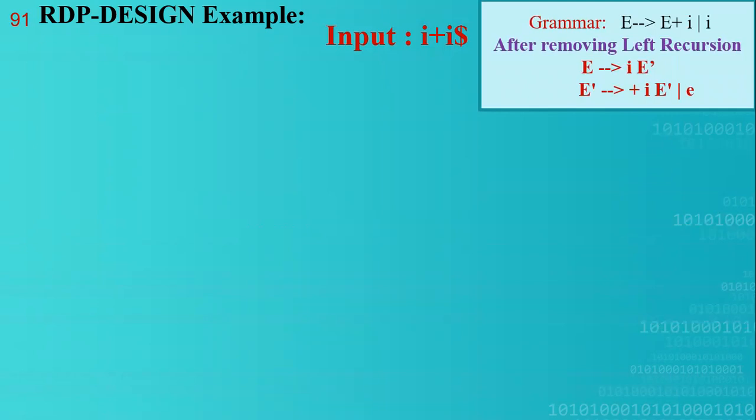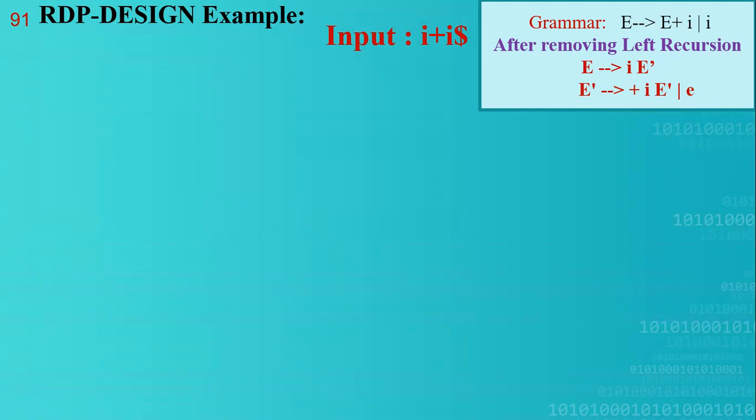This is the grammar given, that is E gives E plus I or I. So here this is a left recursive grammar. We can remove the left recursion by using the rule, and we will get these two productions after removal of the left recursion. That is E gives I E prime, and E prime gives plus I E prime, or epsilon.